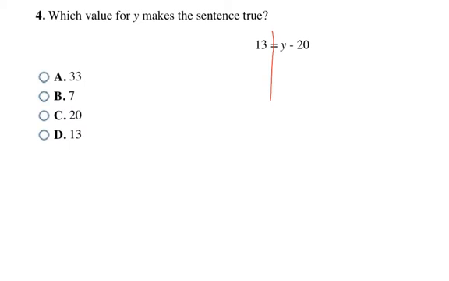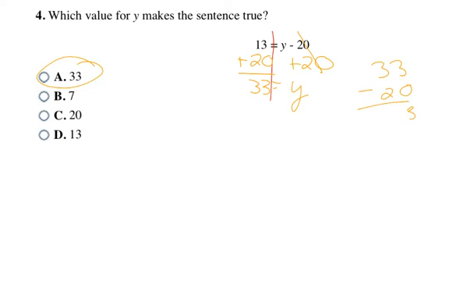Now I have subtraction on the same side as the variable. So here I have y minus 20 on the right side. The opposite of subtraction is addition. So I'm just going to add 20 to both sides. 13 plus 20 is 33. That's going to equal negative 20 plus 20. That cancels out to 0. So I'm just left with y on the right side. So my answer here is 33, which is A. And I can always check that by taking 33 minus 20. And that checks out to be 13. So I know for sure that A is my answer.